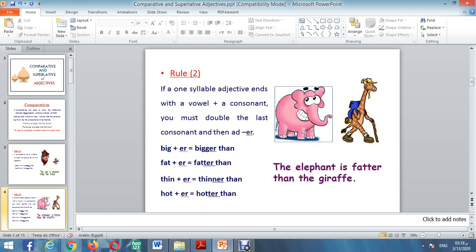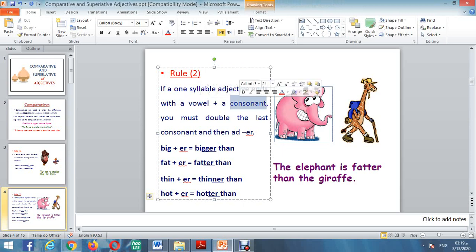Number 2, if a one syllable adjective ends with a vowel plus a consonant, what do we do? You must double the last consonant, the last letter, then add er. Example, here's the adjective big. Big ends with I, which is a vowel, plus G, which is a consonant. Fat, A vowel, T consonant. Thin, I vowel, N consonant. Hot, O vowel, T consonant.